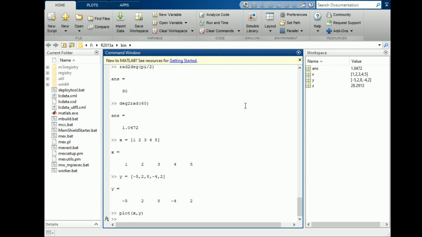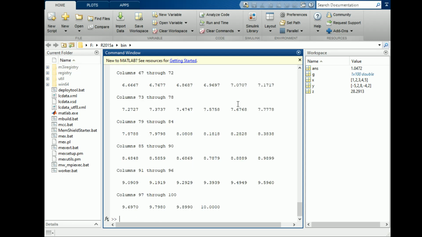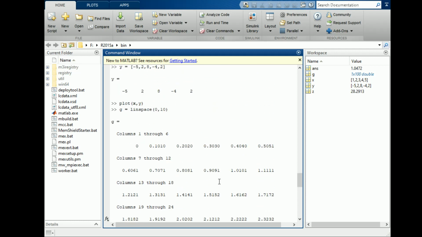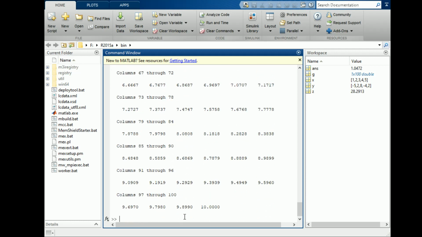We type g equals, g is just a variable name that I picked, linspace, from linear and space, all one word. In parentheses we type the start point, for me it's 0, comma, and the end point, 10. When we press enter, MATLAB returns 100 evenly spaced numbers between 0 and 10.